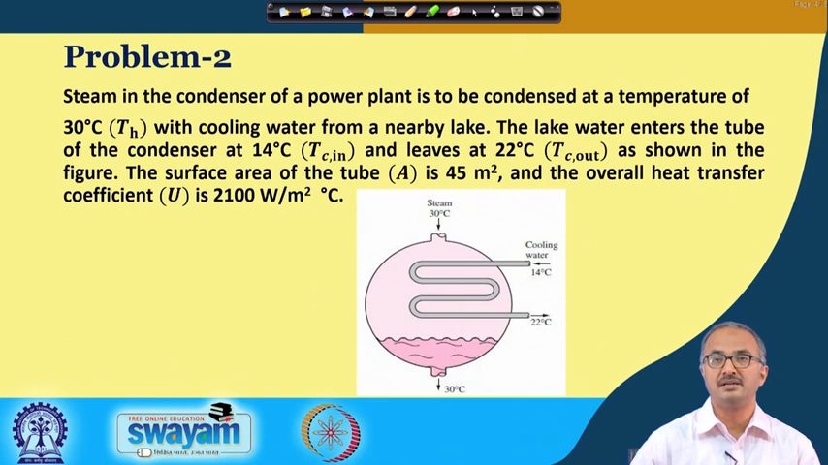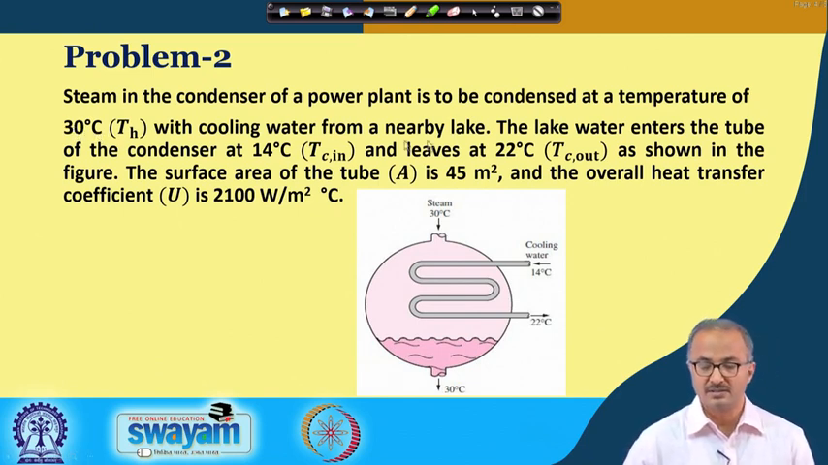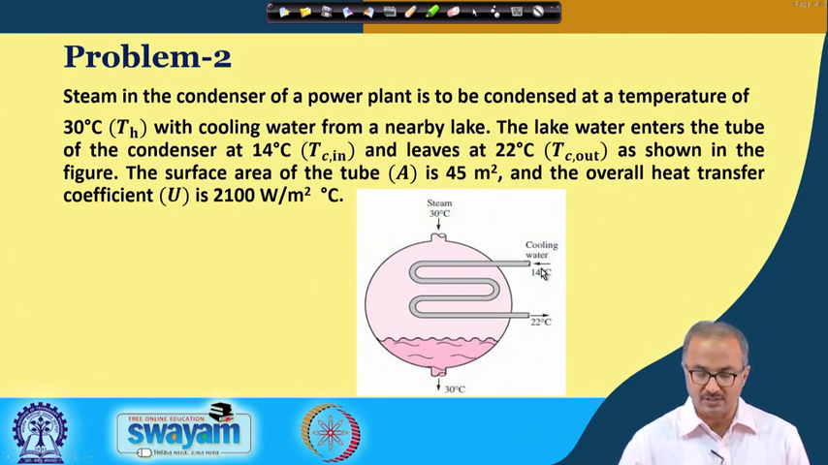Anyhow, we find that there is a big difference between the steam temperature and the temperature of the water from the lake, and this is how we are going to condense the steam. So lake water enters the tube, as you can see here, and then goes out. We want the steam to be condensed at 30 degrees centigrade, and at 14 degrees centigrade we are getting the lake water, and it is getting heated up to 22 degrees centigrade. And as we see here, the steam enters at 30 degrees centigrade and goes out also at 30 degrees centigrade.